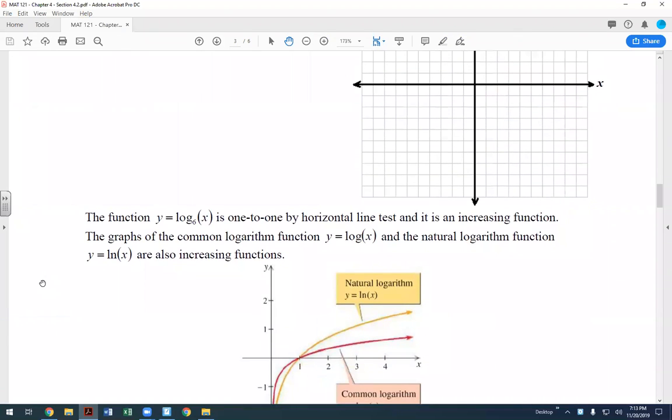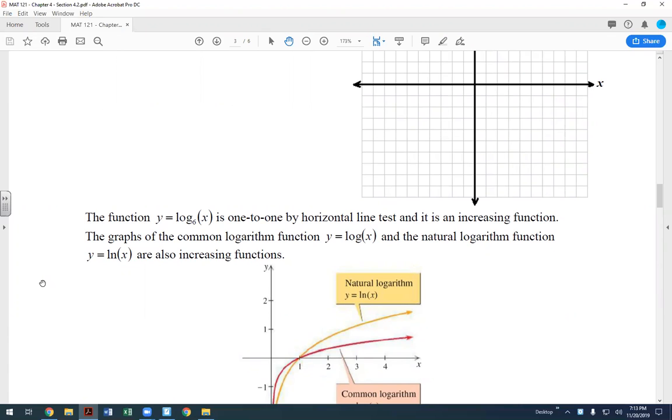We should be doing some of that comparison here. Our logarithmic functions are also one-to-one. If you were drawing a horizontal line through the graph, you should see it only crosses the graph at one point. It's an increasing function.